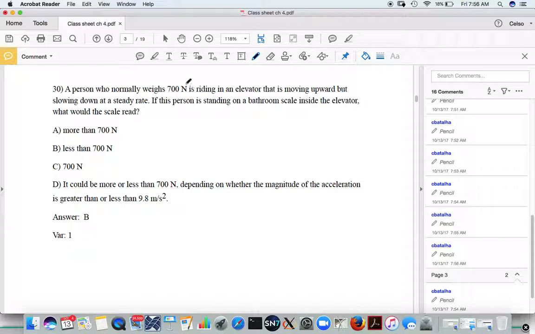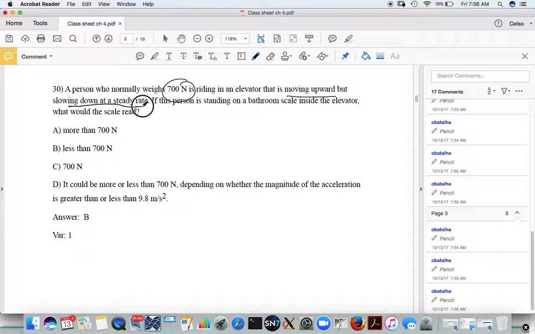A person who normally weighs 700 newtons rides in an elevator that is moving upward but is slowing down at a steady rate. So let's illustrate the situation. I will certainly put some elevator situation on the exam next time. So you have an elevator, and you are sitting right there in the elevator. The elevator is moving upward. That's the direction of motion, which happens to be the positive direction. We all, by convention, call upward positive.